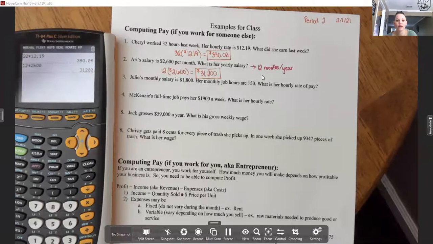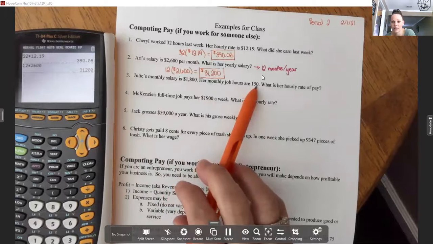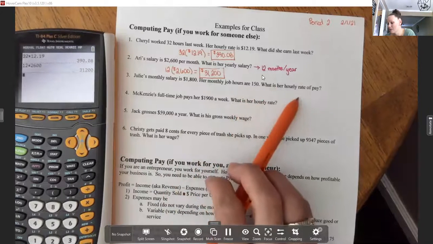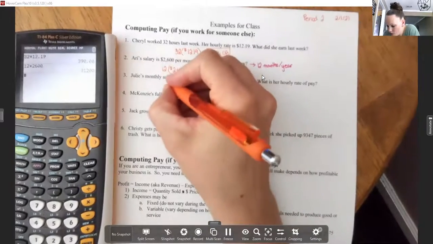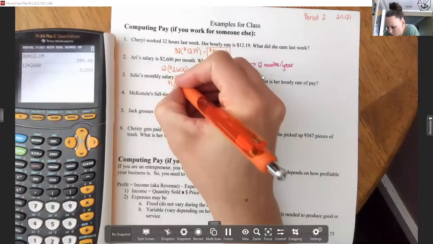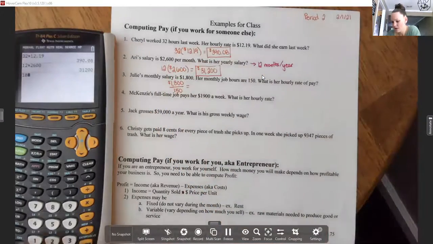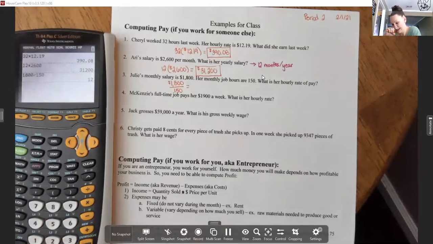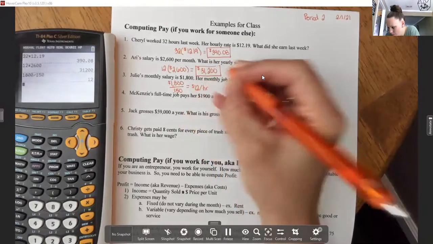Okay, number 3, Julie's monthly salary is $1,800. Her monthly job hours are 150. What is her hourly rate of pay? So that's how much she makes in a month, and this is how many hours she works in that month. So we want to know how much she makes per hour based on that. So this one's going to be a division problem. She makes $1,800 per month, and she works 150 hours. So 1,800 divided by 150 is $12 per hour.